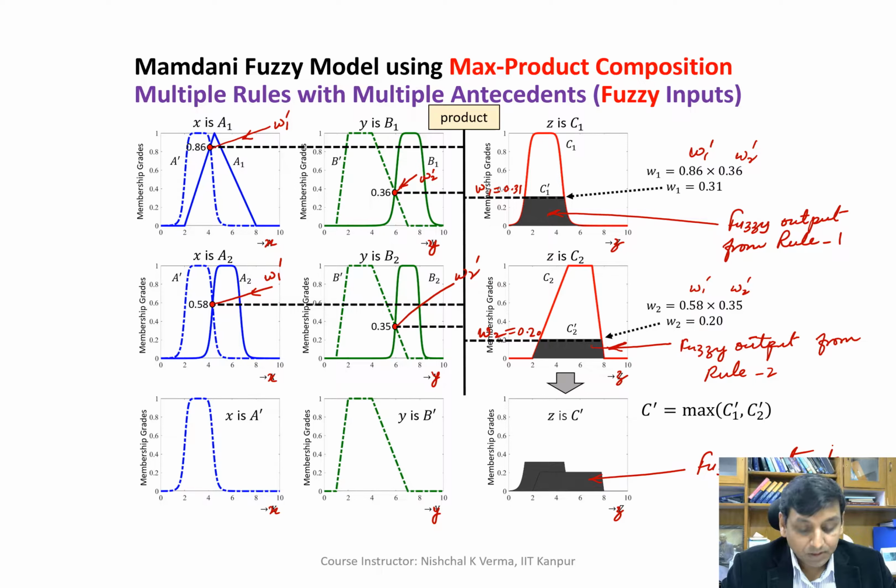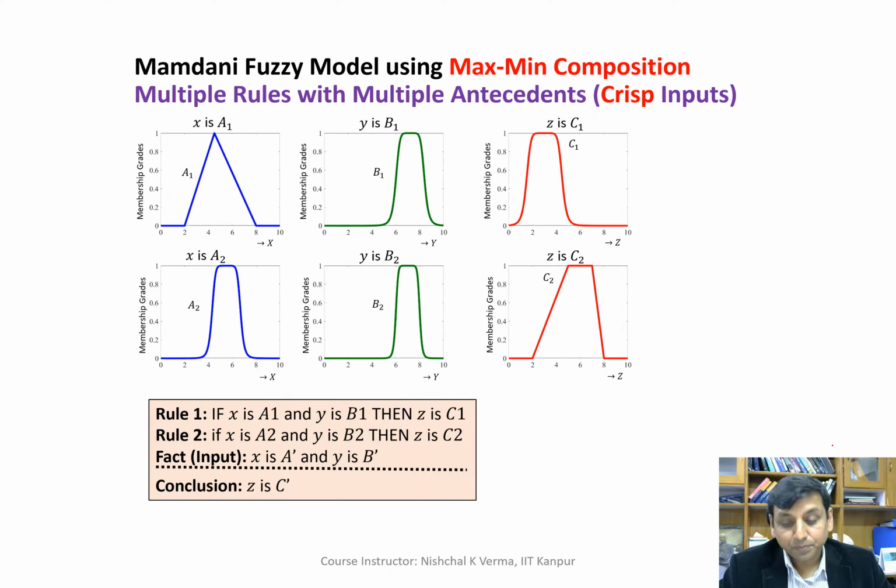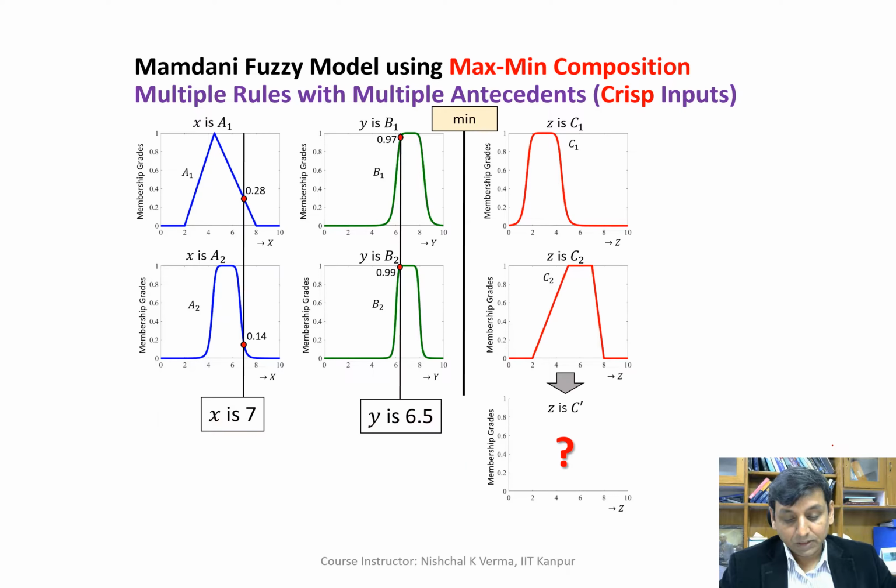Now here we have discussed when x, y both were fuzzy values. Now let us see what happens when x, y both are crisp values, means the inputs that are fed are crisp values. So let us go ahead and see.